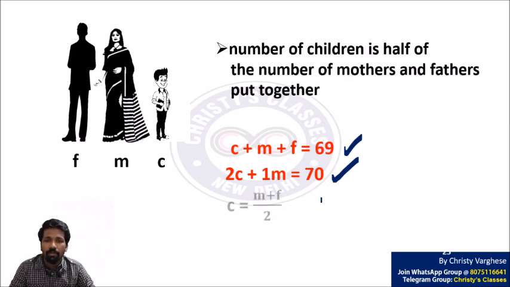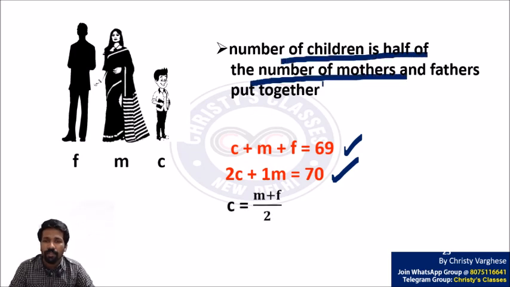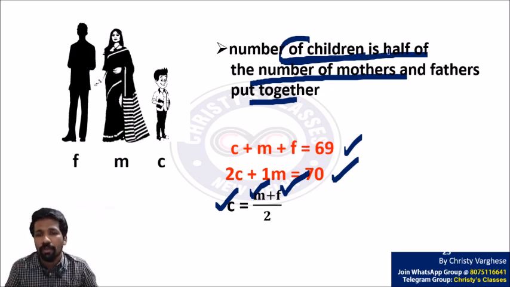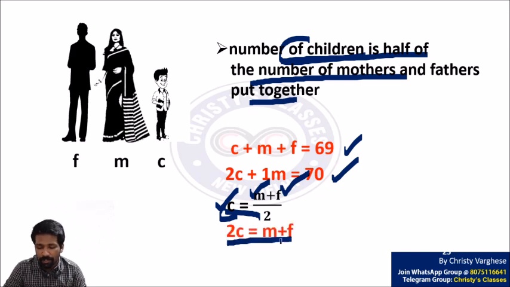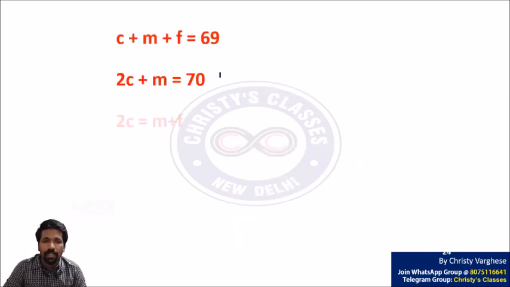Now we have to find one more equation from the given facts. Number of children is half the number of mothers and fathers put together. Mother number M, father's number F. M plus F by 2 will be equal to C. That is the meaning of the number of children being half the number of mothers and fathers put together. So C is equal to M plus F by 2. Cross multiplying, you can make a simplified equation, 2C equal to M plus F. That means these are the 3 equations we have found. 3 equations, 3 unknowns, you just have to solve those equations.